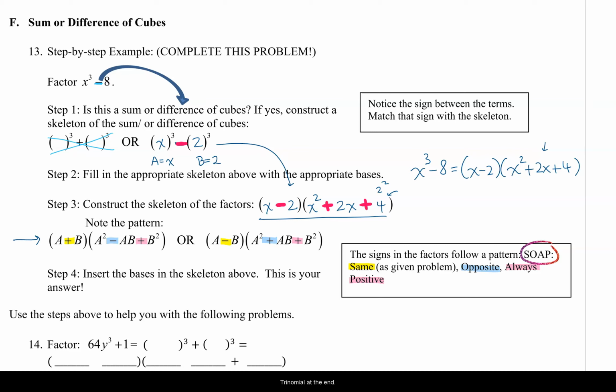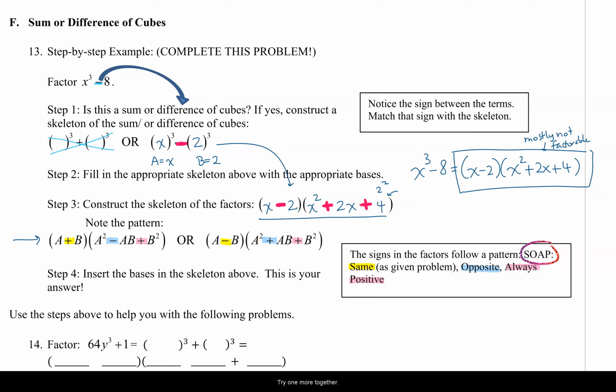The trinomial at the end, most of the time, is not factorable. So we would want to try to factor it again, but two numbers that multiply to be 4 and add to be 2, they don't exist. So we won't get anything else from that. And there we have our factors.